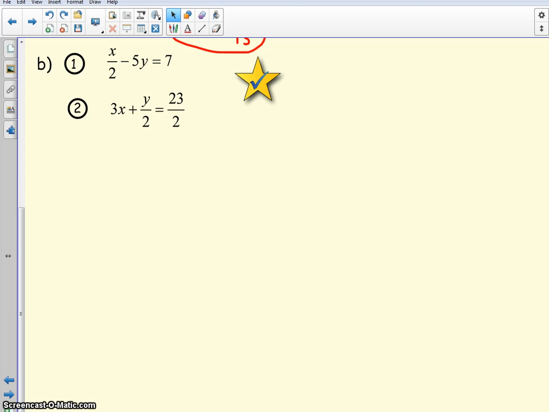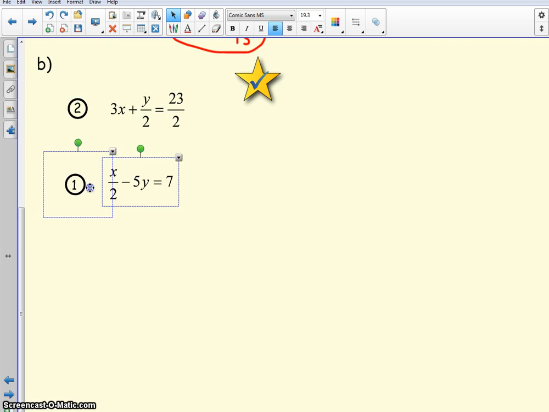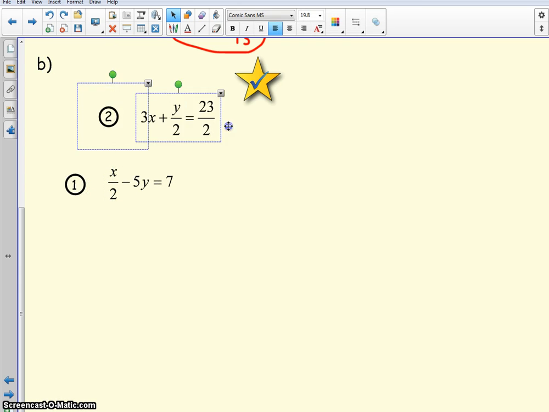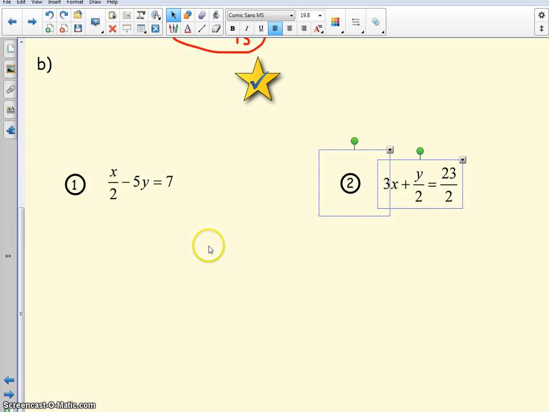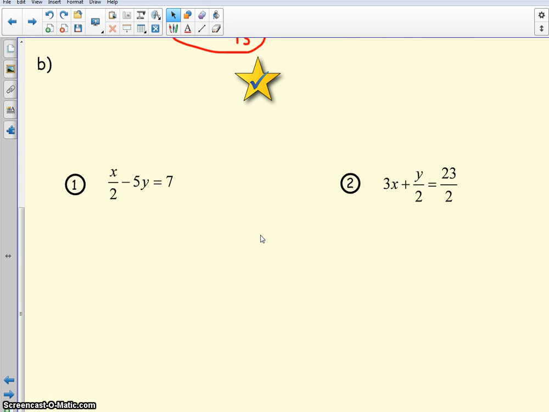Okay, so looking at this next example here, what's different about this one, you'll see that we have fractions involved. So I'm just going to separate these two equations here so I have more room to work with them. If you're not comfortable with fractions, I would suggest doing something to the equation to eliminate the fractions. You can work with fractions if you like, but often it's easier to get rid of them.